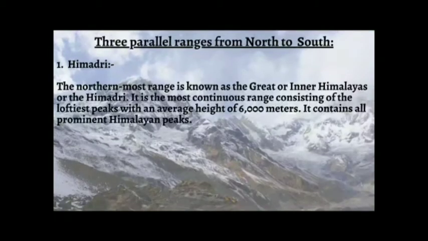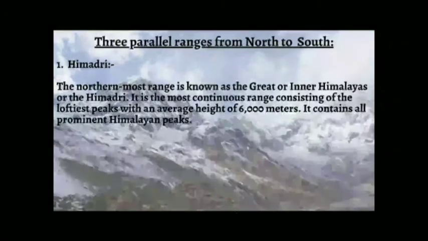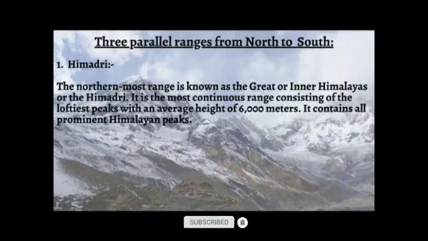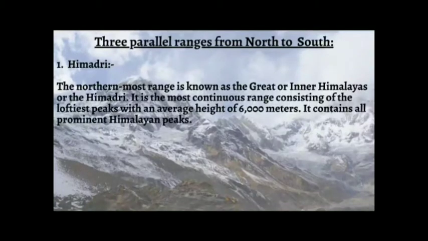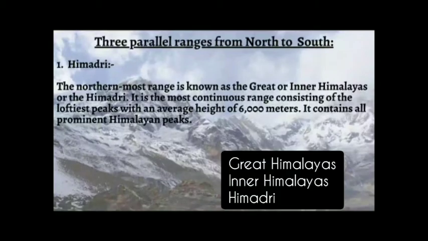The northernmost layer, the middle layer, and the southernmost layer. The first one is Himadri. The northernmost range is known as the Great or Inner Himalayas or Himadri. Three names are there: Great Himalayas, Inner Himalayas, or Himadri.